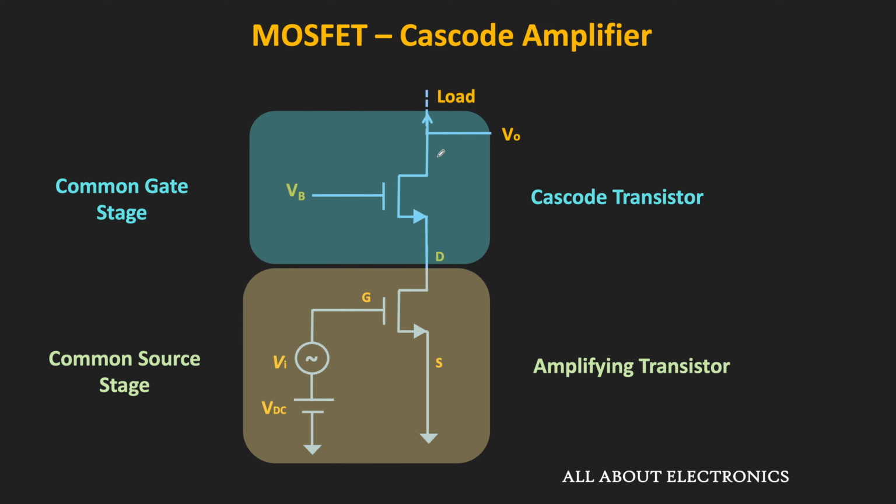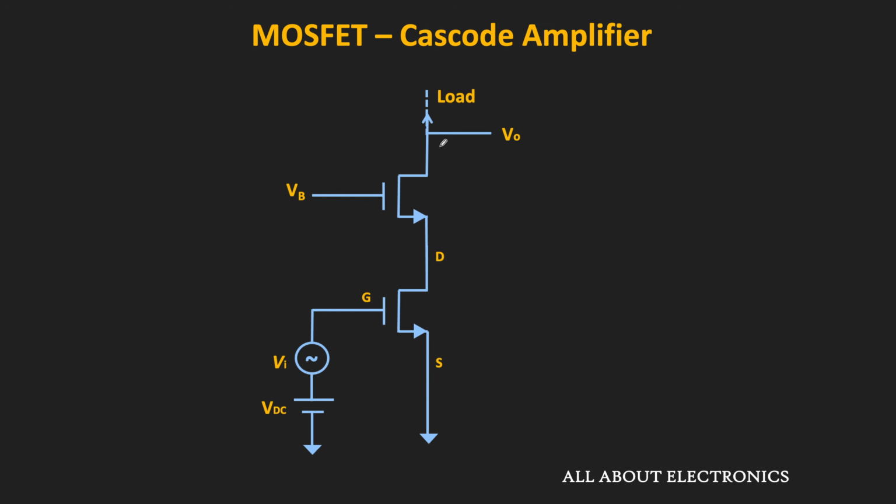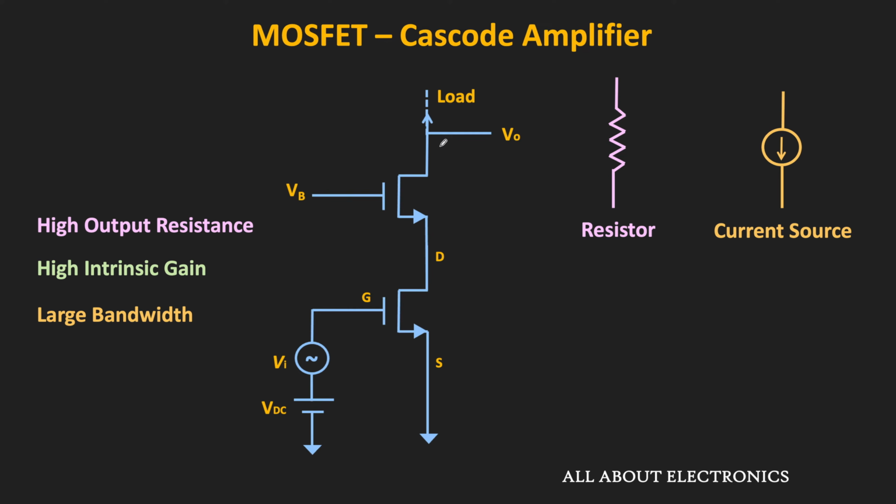For the time being, the load is not shown, but it could be a passive resistive load or an active load like a current source. Anyway, this configuration provides a high output resistance, high intrinsic gain, and large bandwidth.